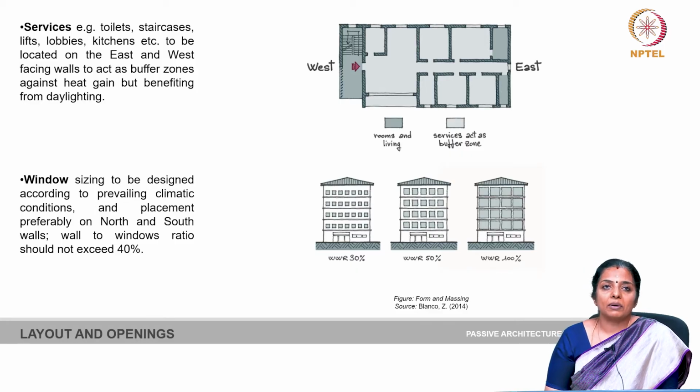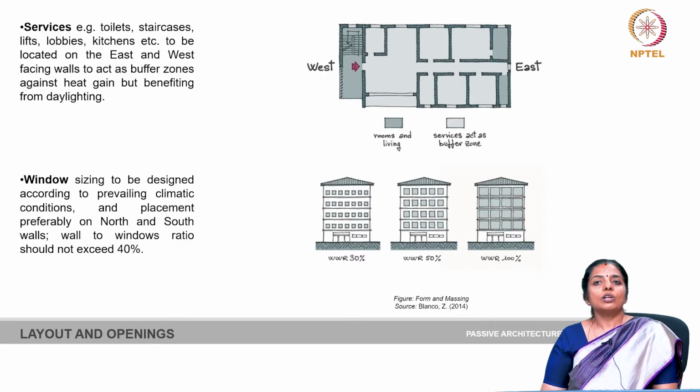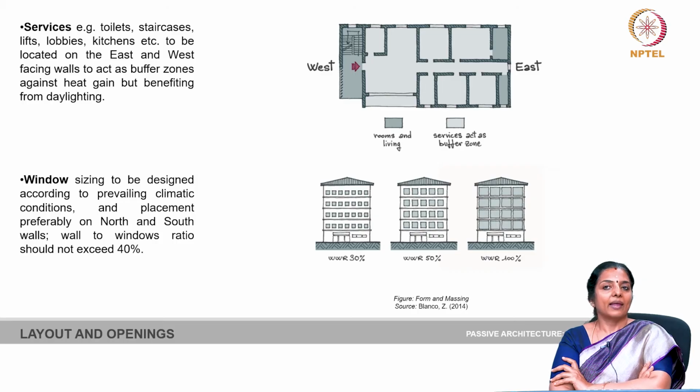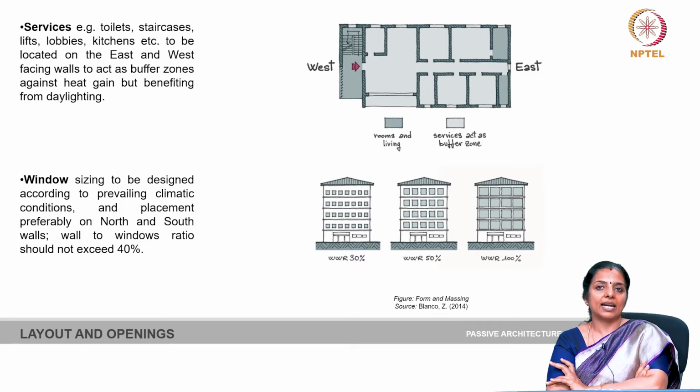Window sizing and placement is an important criteria, due to its crucial consideration for optimizing natural light and minimizing heat gain. Designing windows according to prevailing climate condition involves understanding the path of the sun and the intensity of sunlight during different seasons. Ideally, windows should be larger on the north and south walls to allow for even diffused daylighting without excessive heat gain or glare.